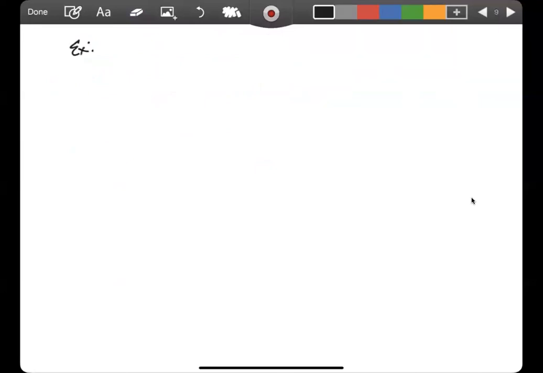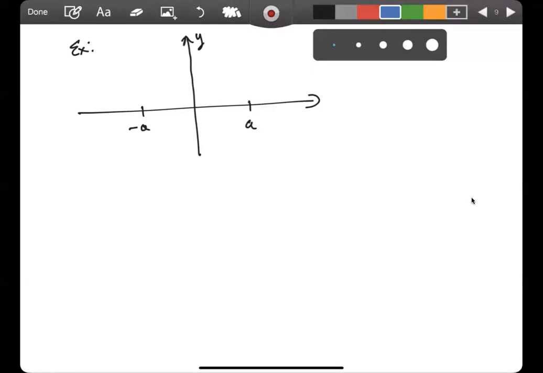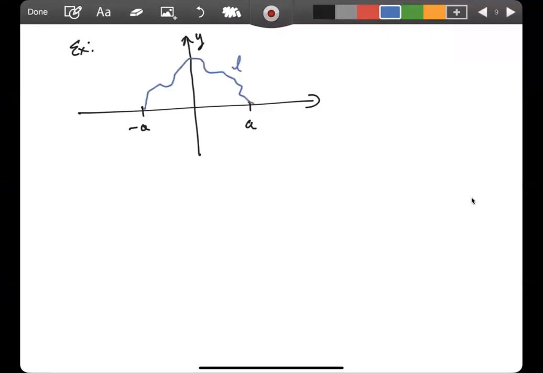So this is our example. So in this case, again, let's say here's my y-axis, here's my x-axis. So I have this point here, which is minus a. I have this point here, which is a. And then I have some length of string. So here's my string length L.